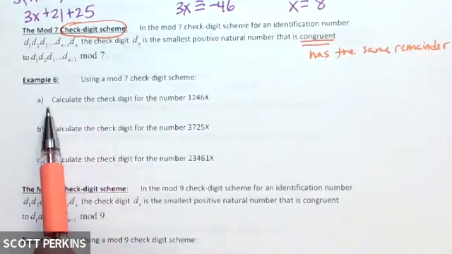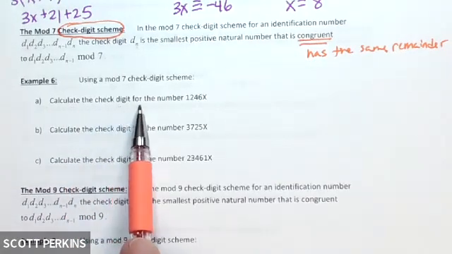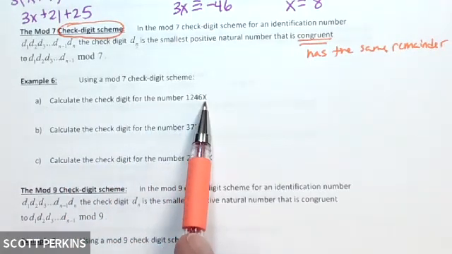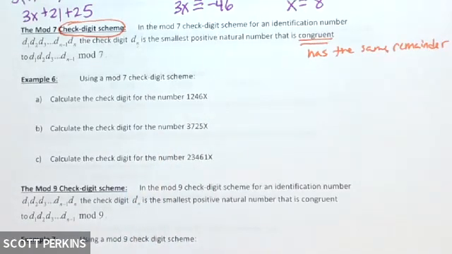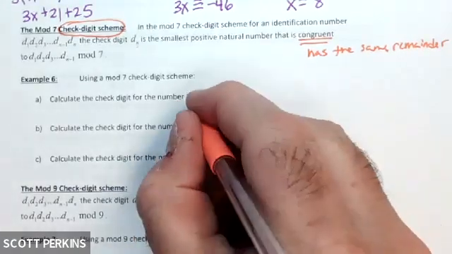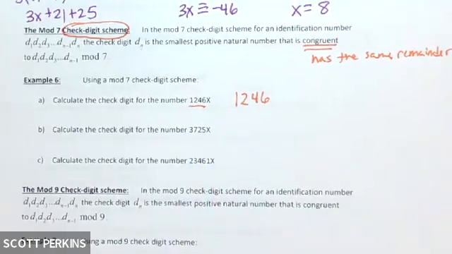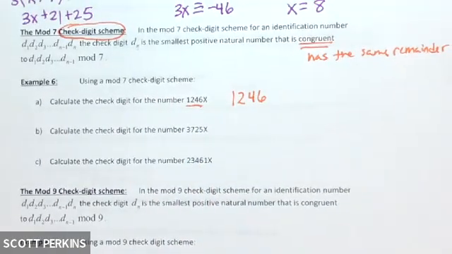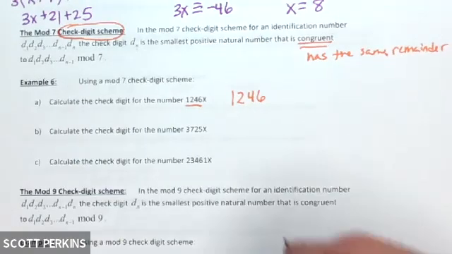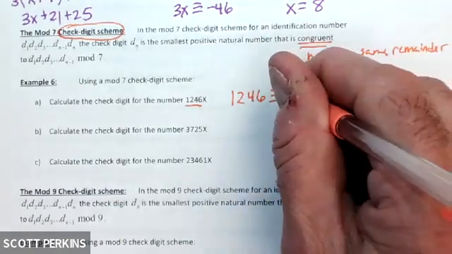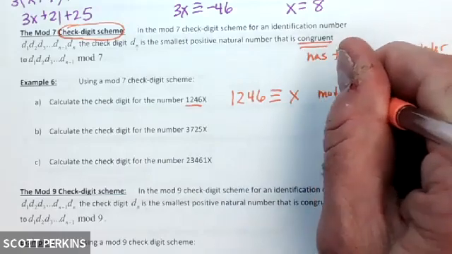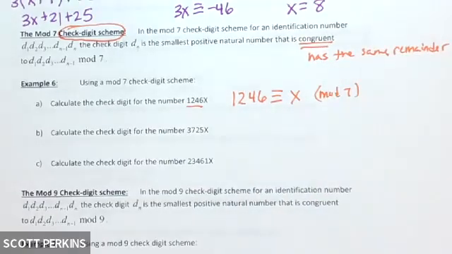So for example 6a, it says calculate the check digit for the number 1246x. We're in a mod 7 scheme. So the mod 7 scheme says this. The 1246, don't add up those digits, just write them down. 1246. That has to be congruent to the last digit, whatever it is, mod 7. So that means the first digits are in the same congruence class as the last digit.